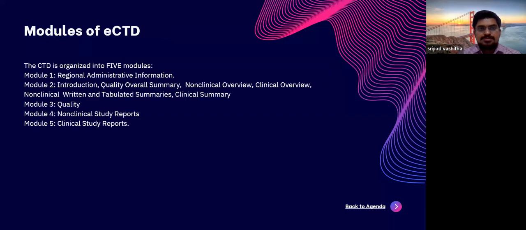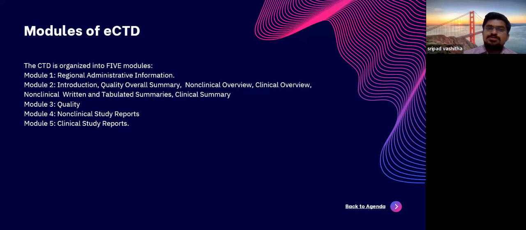So what are the modules of eCTD? We said that the Common Technical Document is by and large one single document, but it is submitted in a particular form, wherein we have 5 modules. Module 1 is regional administrative information. As said before, it pertains to that particular region. Module 2 will have the summaries, wherein it will have the introduction, the quality overall summary, the non-clinical overview, the clinical overview, and all these things.